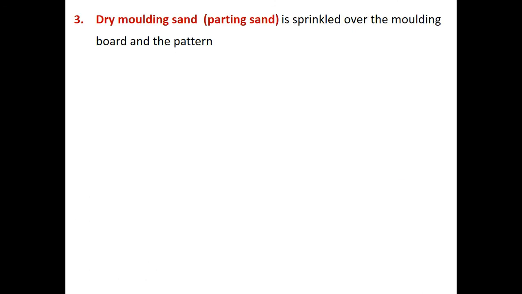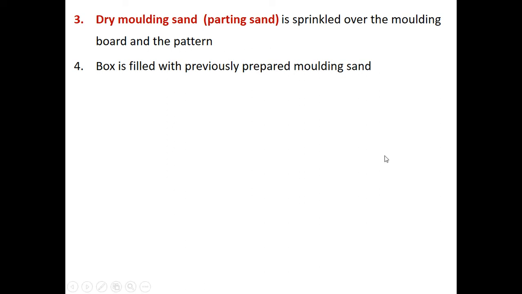Now what would we do next? Now you sprinkle some molding sand over the molding board and the pattern. This sand is called the parting sand. Okay, you know that. So the dry molding sand or the parting sand is sprinkled over the molding board and the pattern. Now the molding box, that is the bottom part, the drag part, is filled with the previously prepared molding sand.